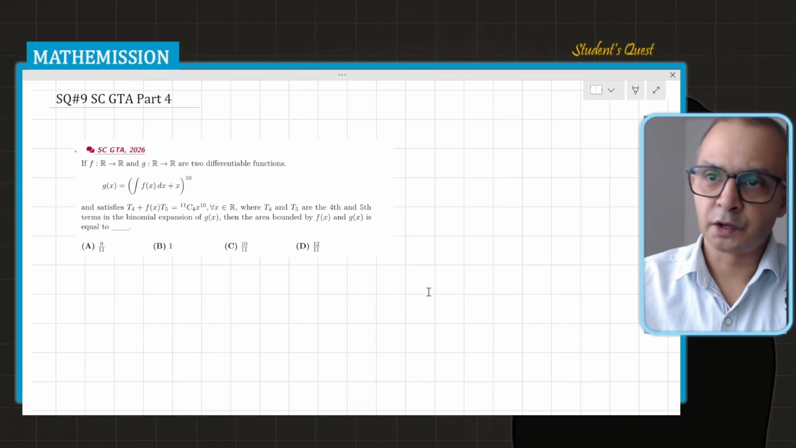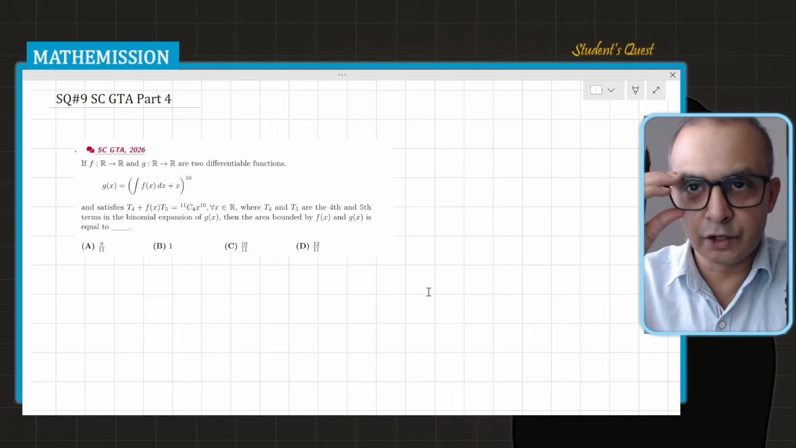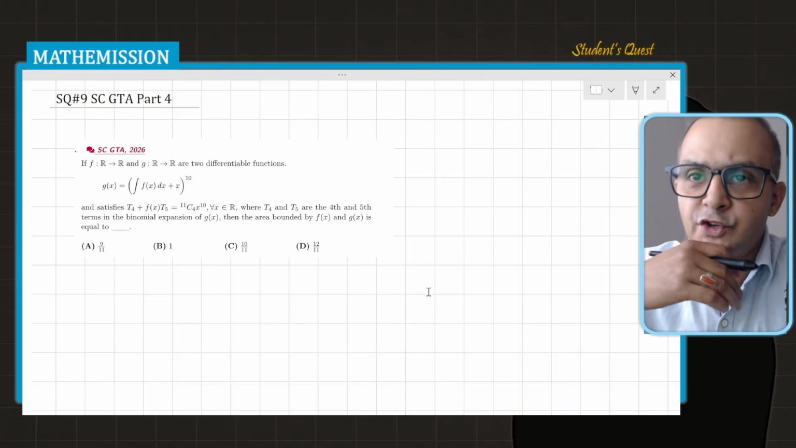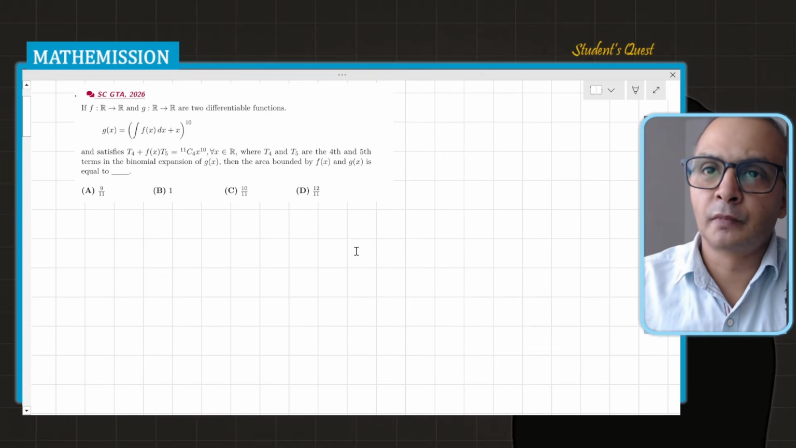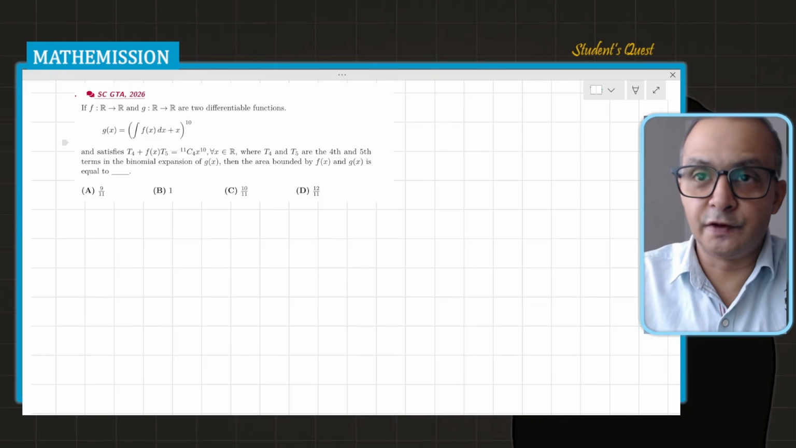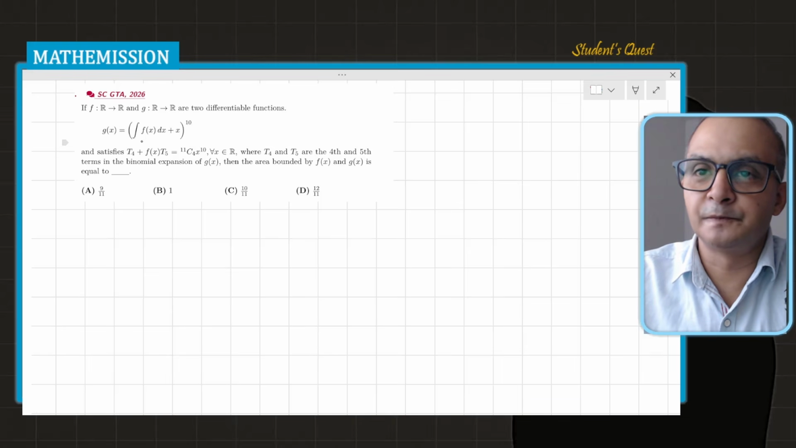Hello everyone. So today's video we are going to start with this question. The question says that a function f: R to R and g, a different function R to R, are two differentiable functions and g(x) is defined like this.